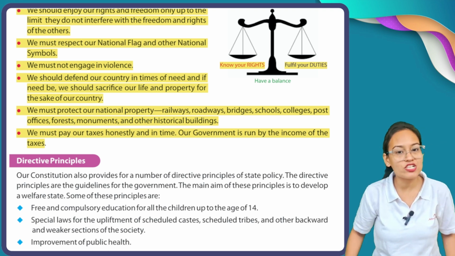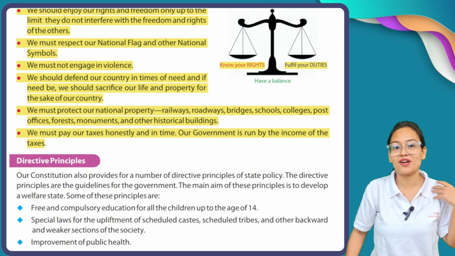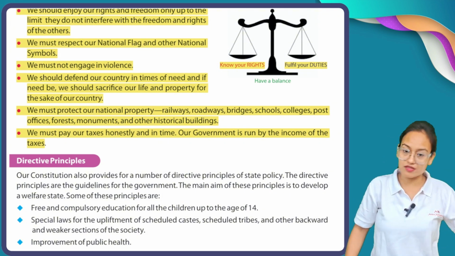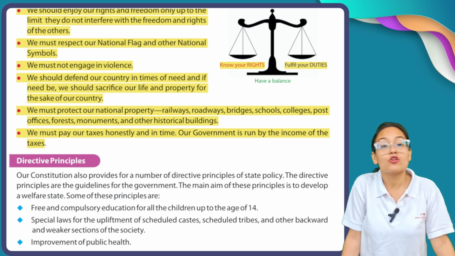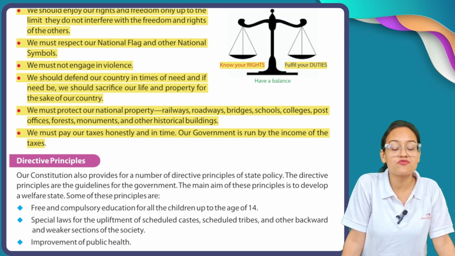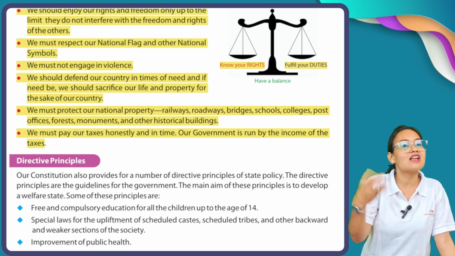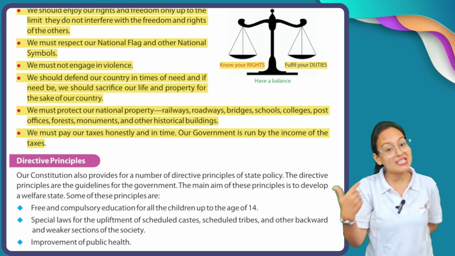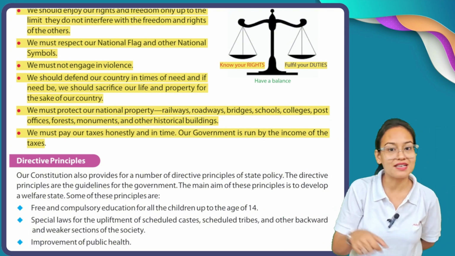And what are our national properties? Railways. The Indian Railway is our property, so never destroy them, never harm them. Roads, bridges, schools, colleges, post offices, forests, monuments, and other historical buildings. All these things are our national property, so it is our mandatory fundamental duty to protect them.